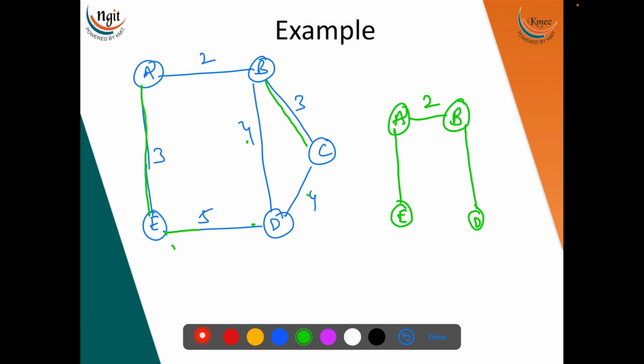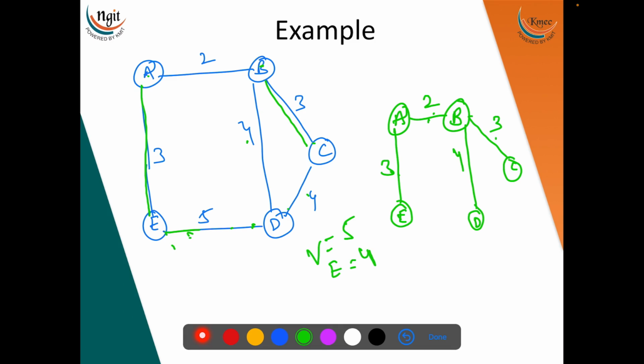Now, after this 4, which can I take? If I took this one, what happens? It forms a cycle. So I am not going to take this into consideration. Now I am going to take this into consideration. Total, how many edges were there? 1, 2, 3, 4. Total vertices are 1, 2, 3, 4, 5. So vertex is equal to 5, edges is equal to 4, V minus 1, which is 4.